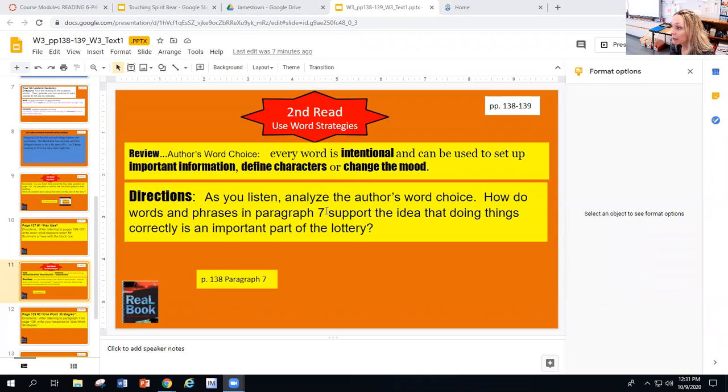So as I'm reading paragraph 7, I want you to think about the words and phrases that the author chooses in there and how they support the idea that doing things the right way is as important as the lottery itself. I'm going to stop at one point and give you an example, but then you need to come up with others. So maybe highlight or mark those. You can mark mine as you should, but then look for others as well. Okay, so page 138, paragraph 7, which is the whole page.